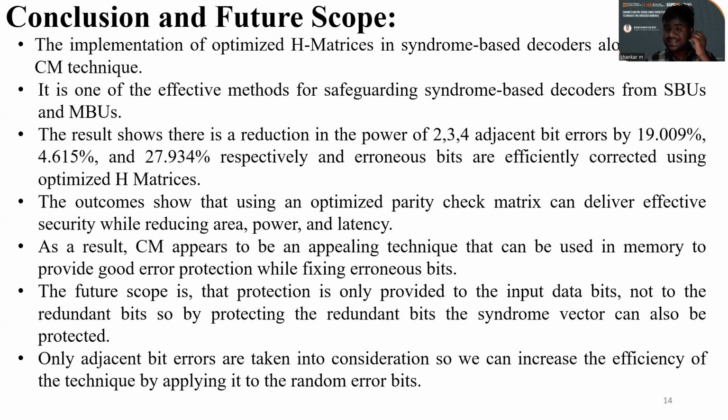And one more thing, there's a chance that the syndrome vector which we produce can also be corrupted, like the bits may be flipped. So protection of the syndrome vector and finding random errors in the input data would be a future scope for research purposes.